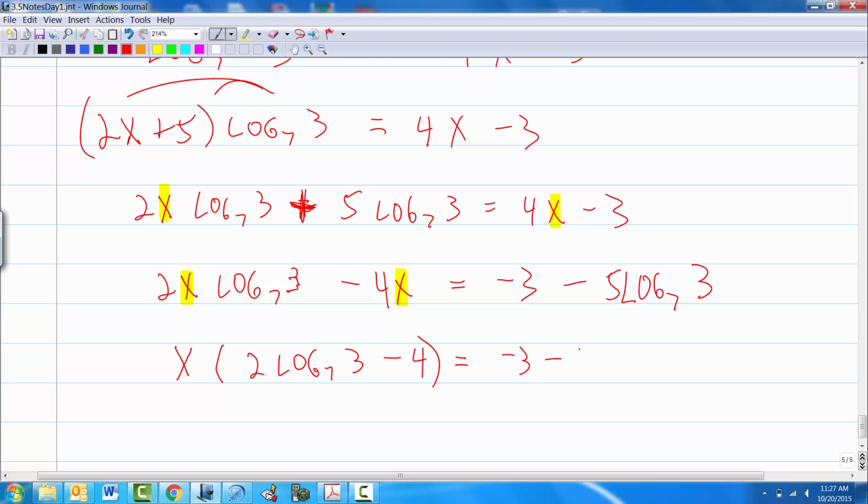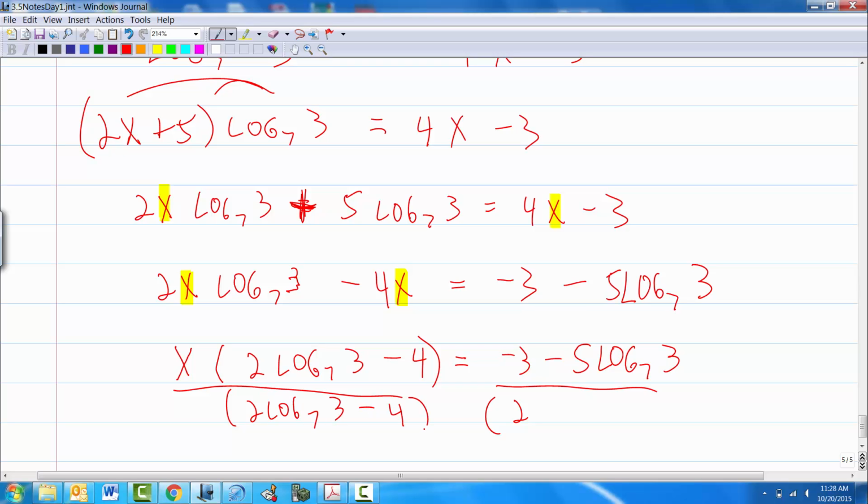And then, because of time, you can divide both sides by that set of parentheses. And then that's what x equals. Fine, I'll write them here too. Okay. And then put this in parentheses as well. This is called calculator-ready format. All right?